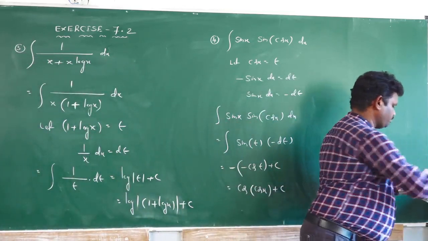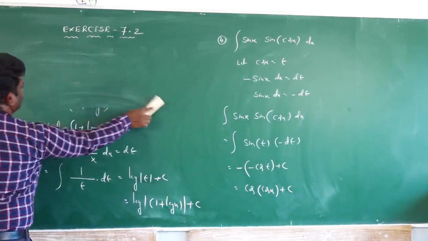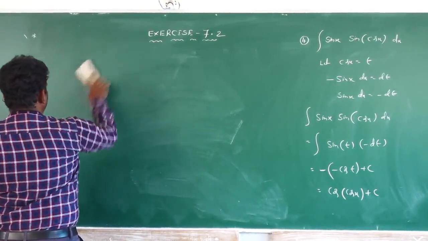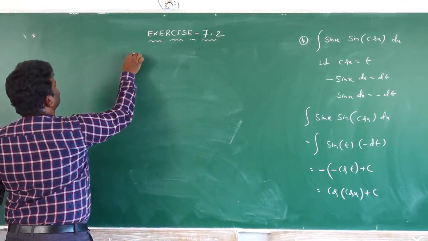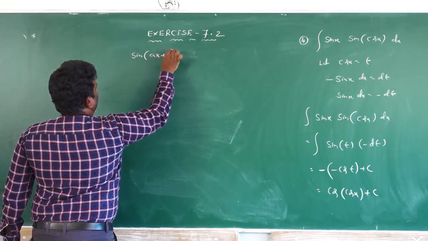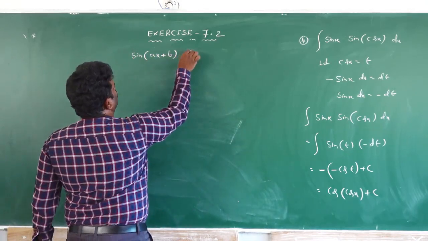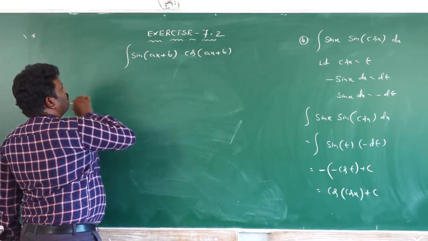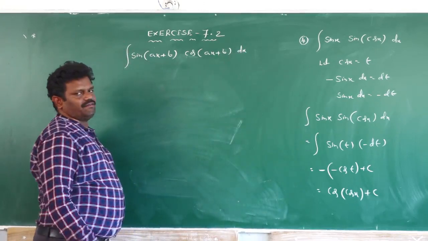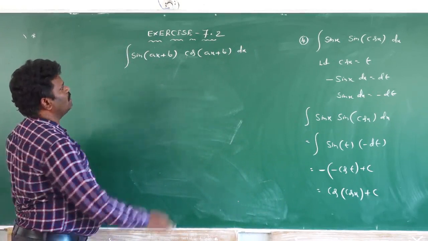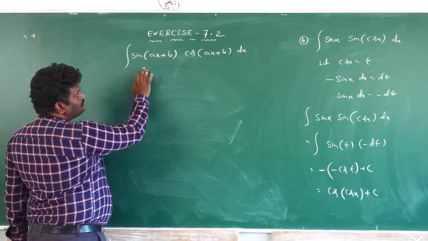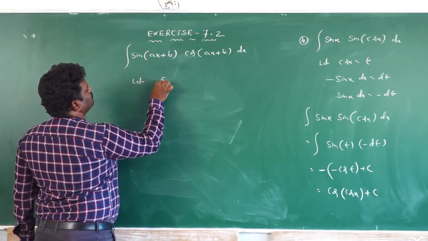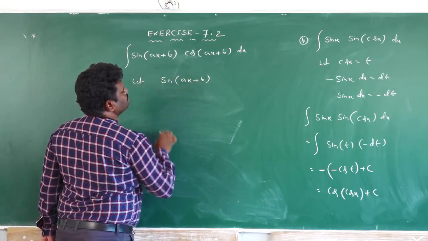Next, the fifth one: sin of ax plus b times cos of ax plus b. We have to find the integral of this function. If we consider either sin or cos as t, the other appears as its derivative, so there is no problem. Let sin of ax plus b equal t.